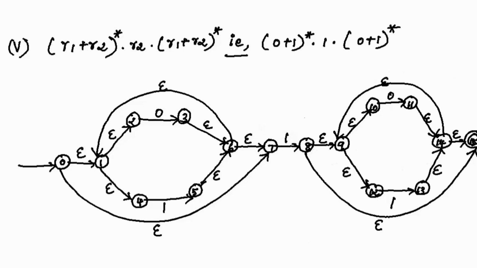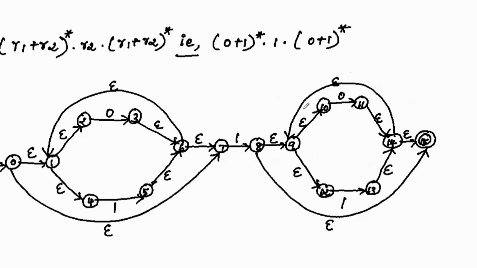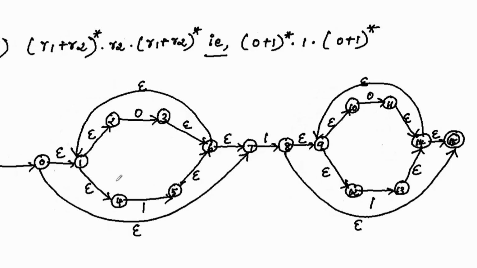Here this part matches 0 or more occurrences of either 0 or 1. We create another NFA fragment for sub-expression 0 plus 1 raised to the power star, similar to the first one. The accept state of the second 0 plus 1 raised to the power star fragment becomes the final state of the entire expression. I think you have understood this topic.